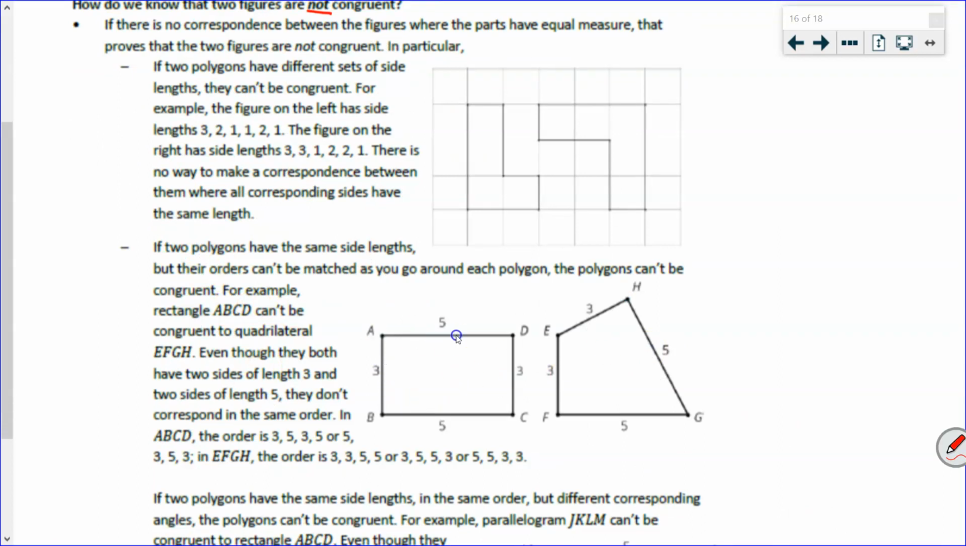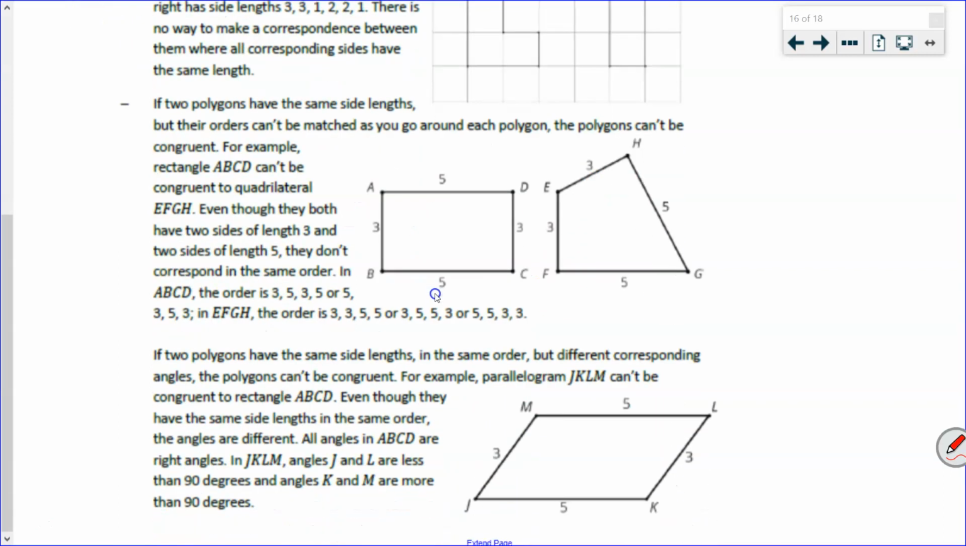Do you notice how this rectangle has side lengths 3, 5, 3, and 5? And do you see how this quadrilateral has 3, 5, 3, 5? But do you see how they're in a different order? And that's what it's talking about here. 3, 5, 3, 5 for the rectangle, and 3, 3, 5, 5 for EFGH. So does the order matter? Yeah, so we want to make sure we're careful about that.